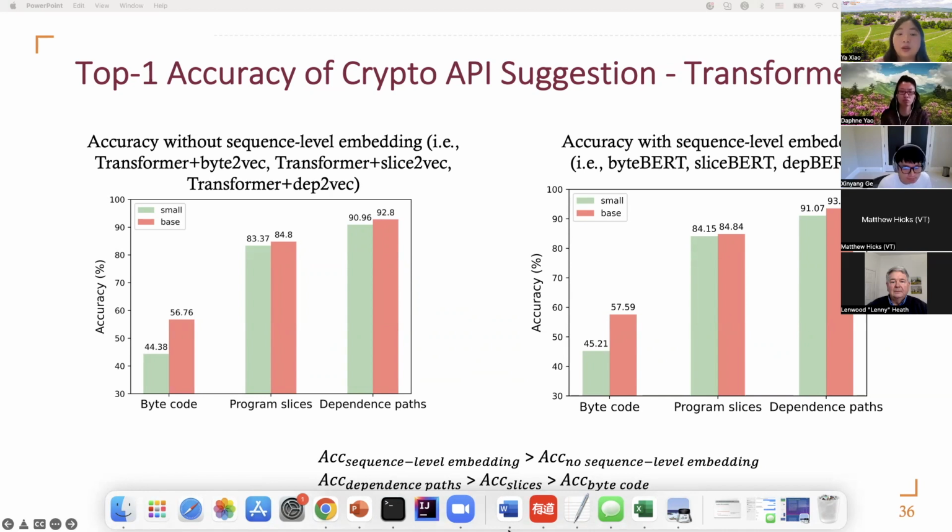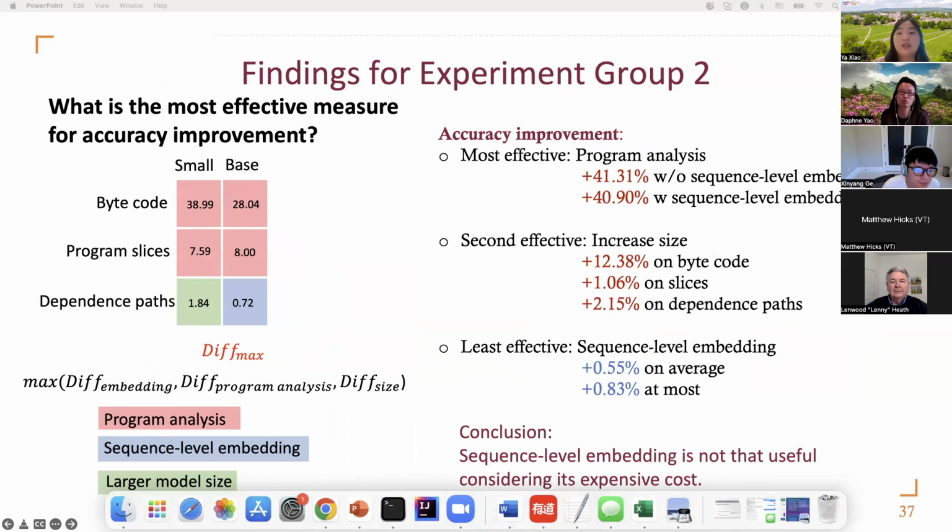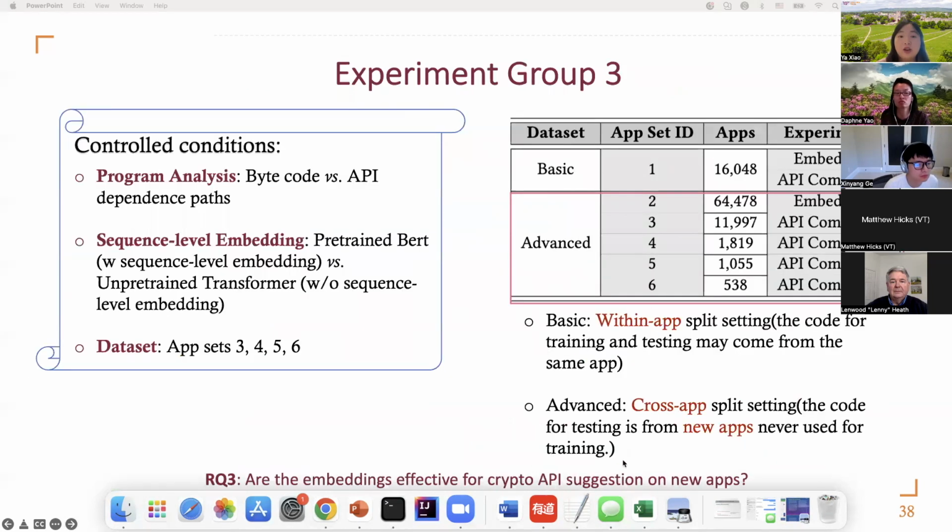We observe a similar trend compared with group 1. That is, all 3 strategies improve the accuracy, and by tracking the maximum accuracy boost, we found that program analysis is still the most effective accuracy improving measure, resulting in around 41% advantage. The difference is that this time the second most effective measure is increasing the model size instead of training the sequence level embedding. The sequence level embedding, although there is improvement, is very slight, less than 1%. Therefore, we conclude that in that case, sequence level embedding is not that useful considering its expensive pre-training cost.